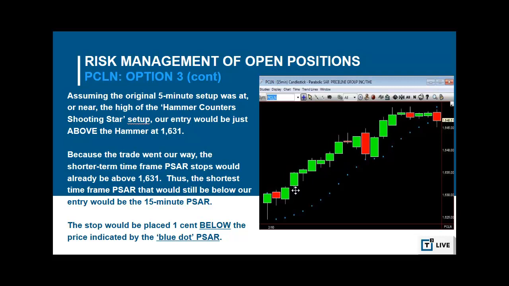So the stop would have been placed 1 cent below the price indicated by the blue dot PSAR once it starts crossing, right? So when I talk about moving the stop progression, our stop would remain off that 5-minute here and then move up to where we took it, plus commission, so about here. And it would stay there while this slowly moves higher, like it's like a moving average. It trails the price. So it would stay there until this crosses.